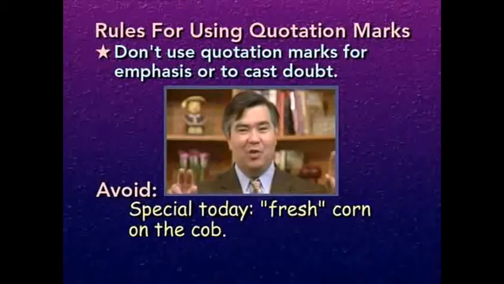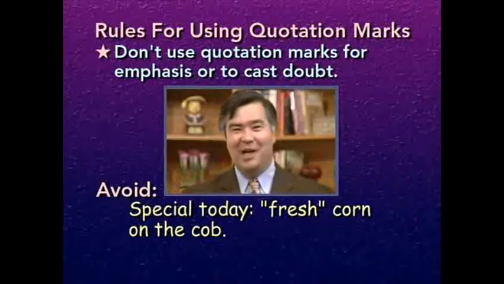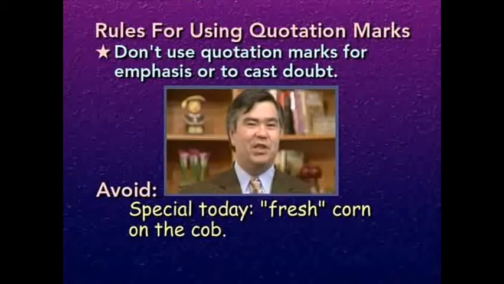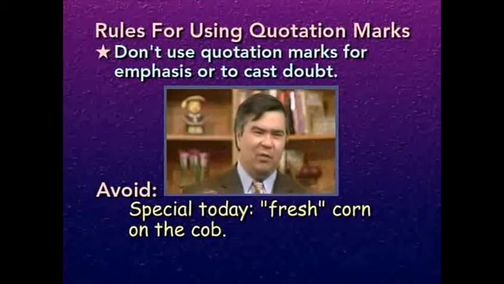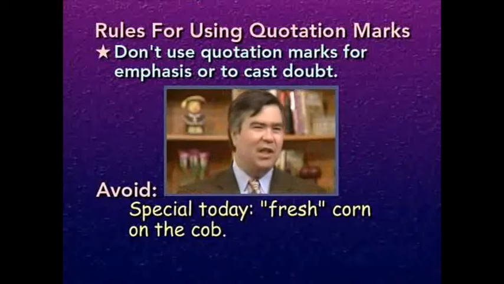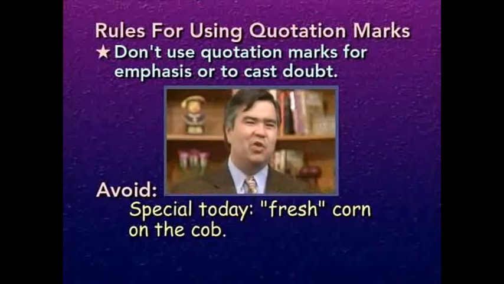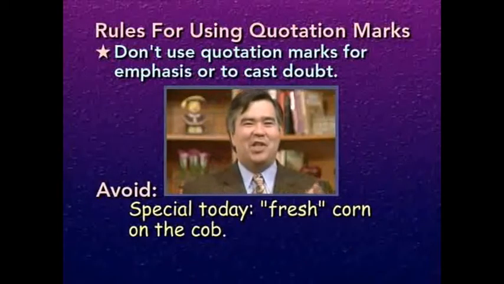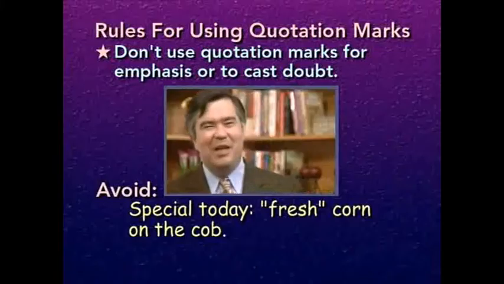Special today, "fresh" corn on the cob. The author of this sentence is trying to emphasize the word fresh. He's trying to say, wow, it's really fresh. You really want this corn on the cob. But by putting the quotes around the word fresh, he's making it sound as though he is quoting some other source, that the word fresh comes from someone else, which doesn't really make sense.